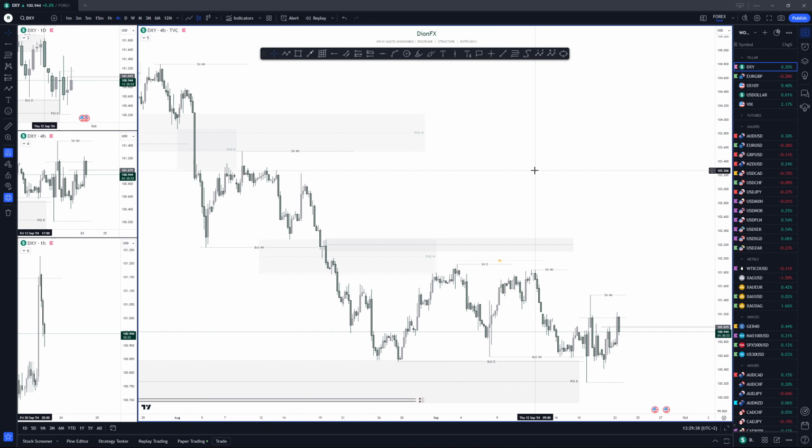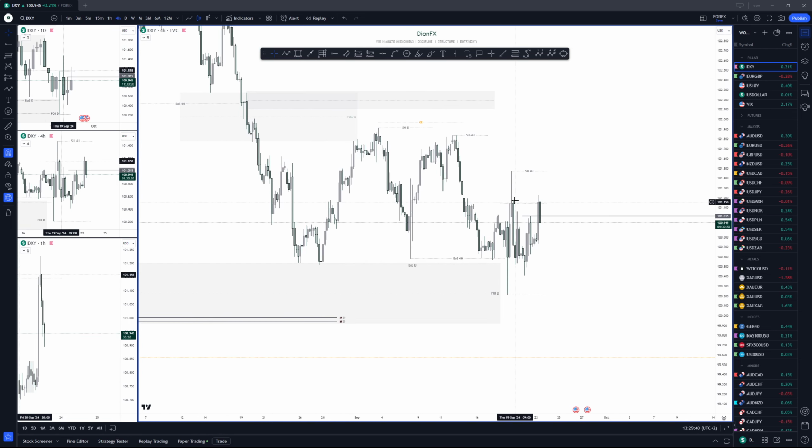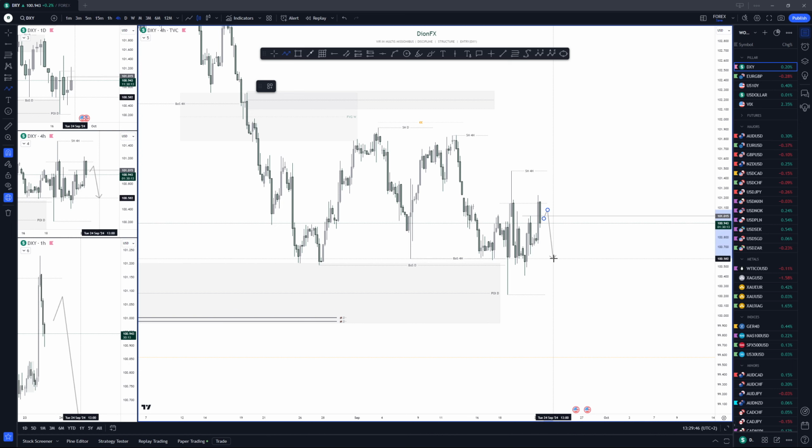On the 4H, we see the price has come and tapped inside of this wick right there. It just came in, retested it, so continuation low is what I'm expecting, right? Something like this, and then we continue lower, right? So this, for DXY, just continuation lower.